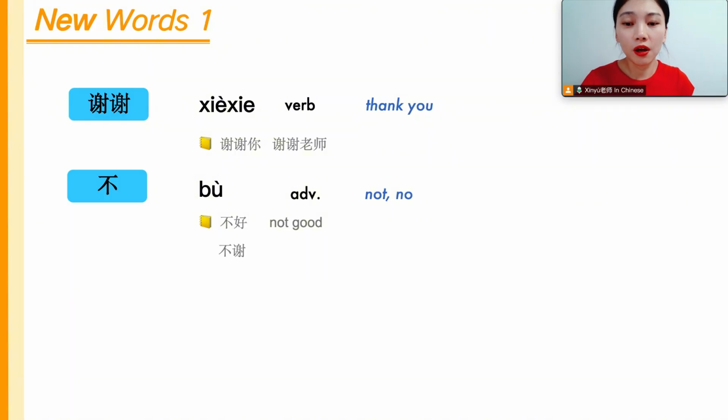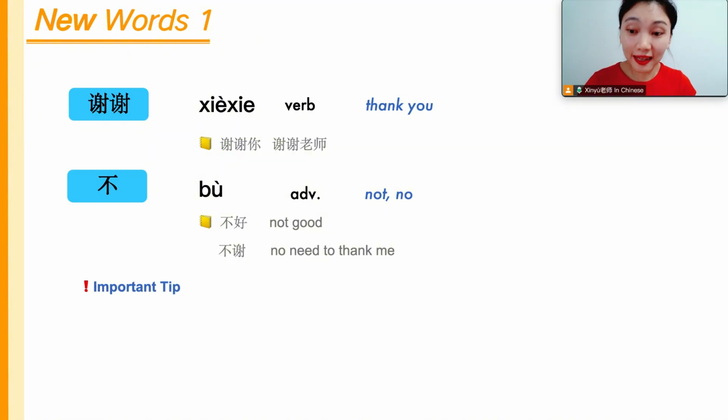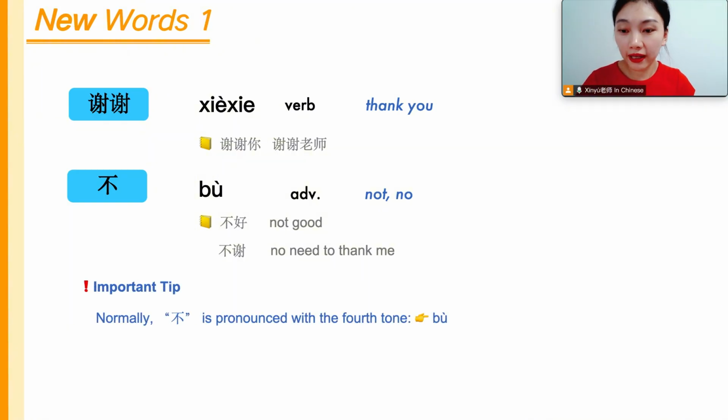And what about 不谢? What does it mean when we say 不谢? We know that 谢 here, 谢谢, 谢 means thank you. So 不谢, it means no need to thank me or you are welcome. It's a polite way to respond when someone said 谢谢. And here I have a very important tip for you. Normally, 不 is pronounced with the fourth tone, 不.